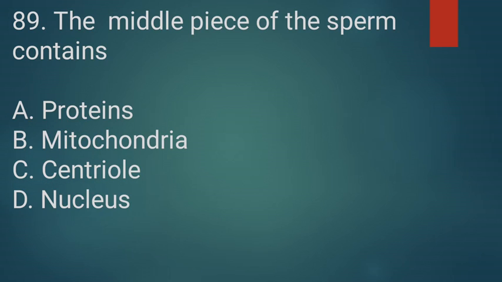Next question. Question number 89. The middle piece of the sperm contains. Options are option A proteins, option B mitochondria, option C centriole, option D nucleus. You have to remember the structure of sperm, then only you can write the answer here. The middle piece of the sperm contains mitochondria, that is option B. So option B is the right answer.